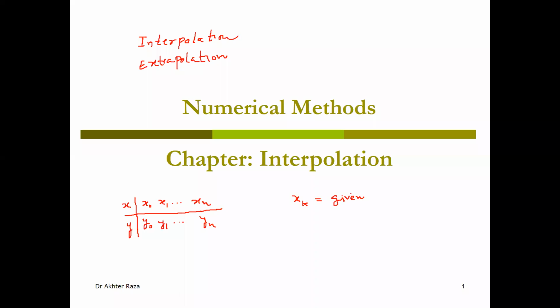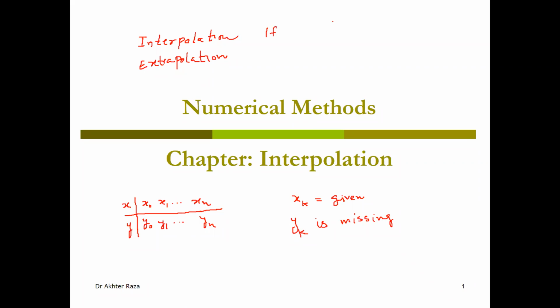and the corresponding entry for this is missing. Yk is missing. So estimating this yk can be done by interpolation or by extrapolation.